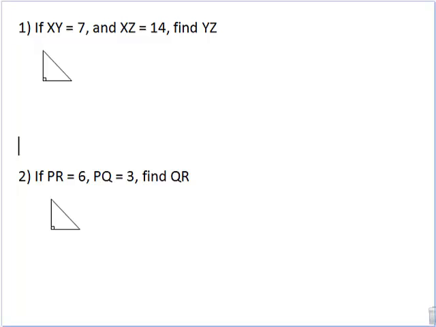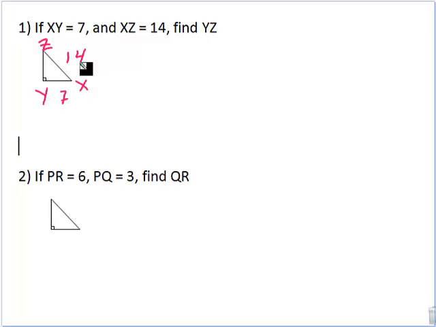So, example 1. Let's see, X, Y. Ooh, I labeled that in the wrong order. So there's the triangle XYZ. We are told that XY is 7, XZ is 14. We want to find YZ. So we'll label. So XY is 7 and XZ is 14. I didn't hear what you said. So we want to find YZ.